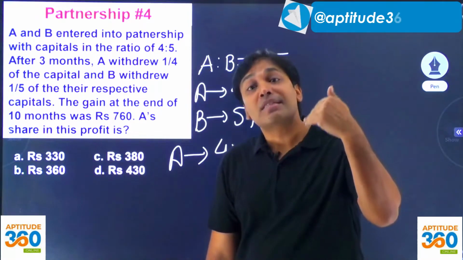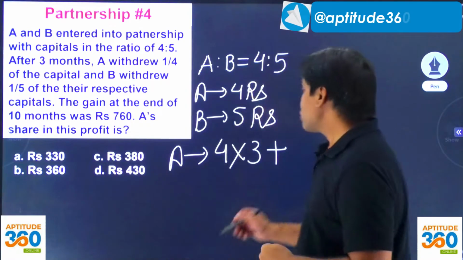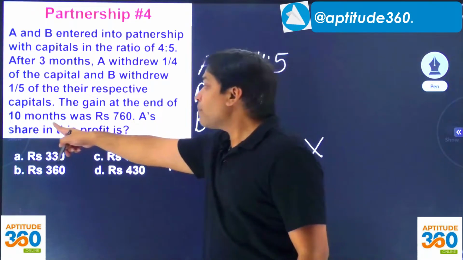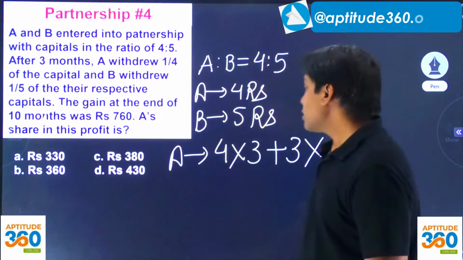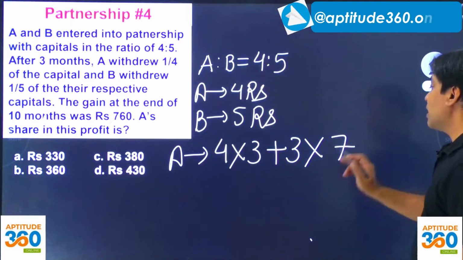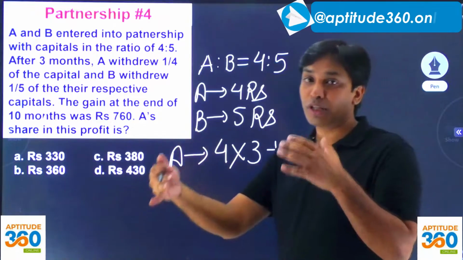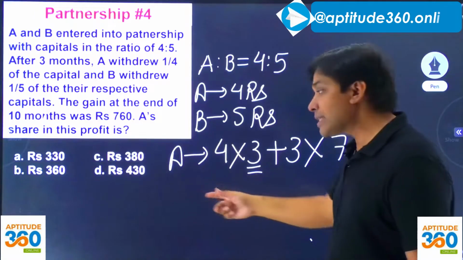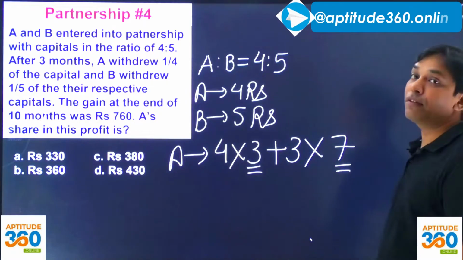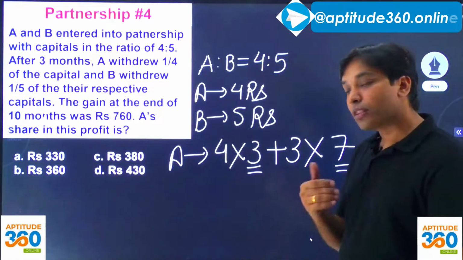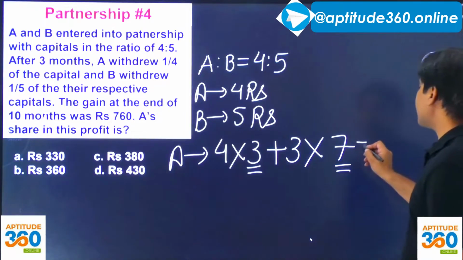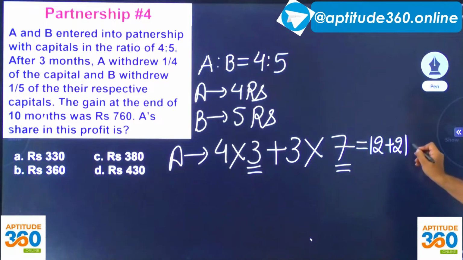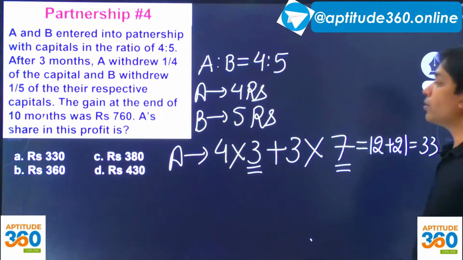तो A का business में पैसा कितना बचा? 3 rupees. So it is going to be 3 rupees for the, because the business is only for 10 months. So this is going to be what? 3 into 7, because the total business is for 10 months. For the initial 3 months, A is there in the business with 4 rupees. And for the rest of 7 months, A is there in the business with 3 rupees. Can you simplify this? This is going to be what? 12 plus 21. This value comes out as 33. How about B?